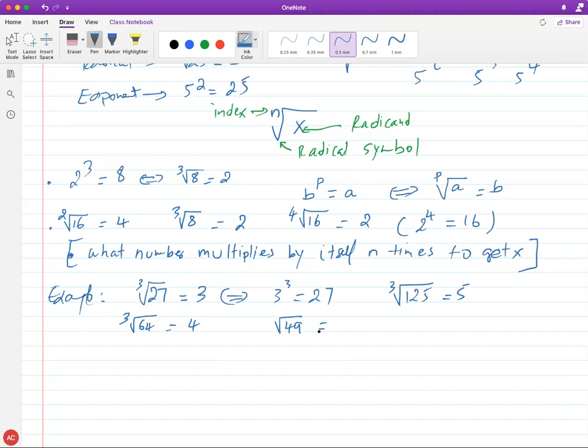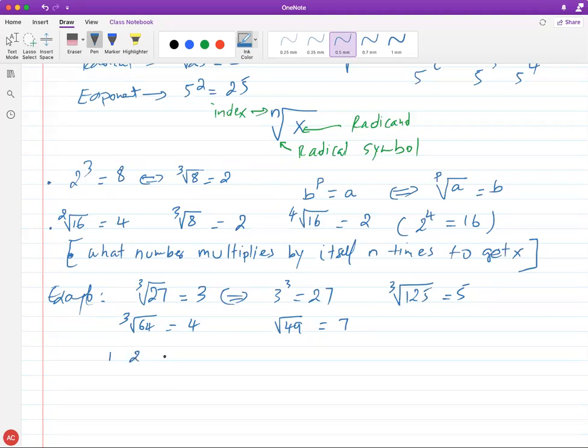Always try to identify the index first, which is? 7 times 7 will be 49. So here, the index is invisible, it's 2. So that means what number multiplies by itself twice? That's 7. And you're familiar with the common ones. So from 1 to 10, the squares should be at least familiar.